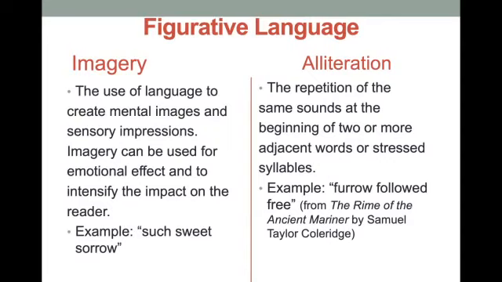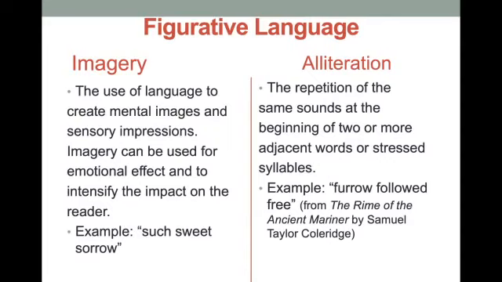The next two pieces of figurative language we have are imagery and alliteration. So imagery is the use of language to create mental images and sensory impressions. Think of your five senses. Imagery is going to have a tendency to use your five senses in order to create these sensory impressions. Now, imagery can be used for emotional effect and to intensify the impact on the reader.